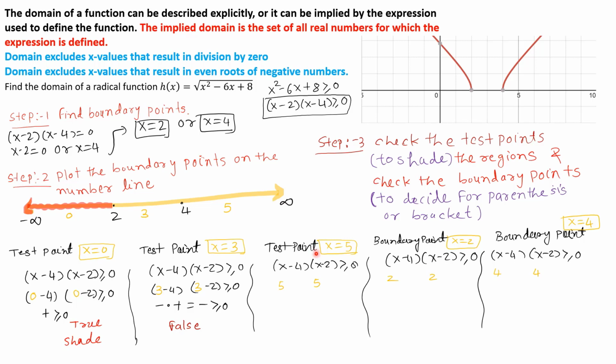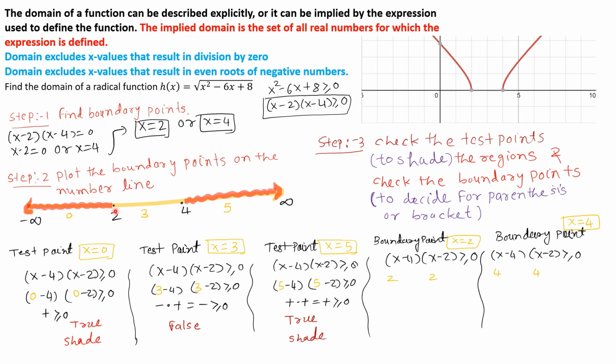Now my next test point is x equals 5. When we plug it in, we get 5 minus 4, 5 minus 2. Let's check it. This one is positive, this one is positive. Positive times positive is positive. Positive greater or equal 0. This is true. And when it's true, you shade this region. So when you shade it, what you end up getting is from 4 to infinity.